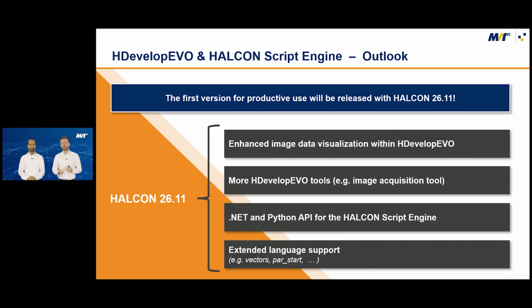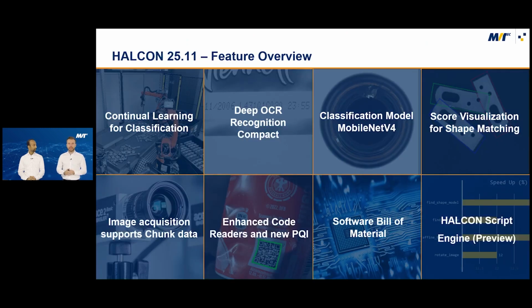And we will further improve our HALCON script engine, as mentioned before, with the .NET and Python API. And we will extend the language support. As you know, for example, vectors are missing, as we have seen before. Those will be added in the future. With that, we are basically at the end of the HALCON part of this webinar today.